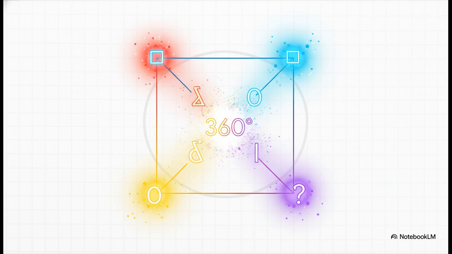And now for step 3, connect and formulate. Because of that tangent radius theorem, we know instantly that two of the angles in our shape are 90 degrees. And we also know a basic fact about any quadrilateral: all four angles have to add up to 360. See, we've just built our path to the answer.